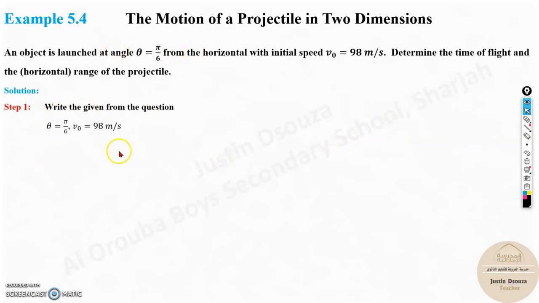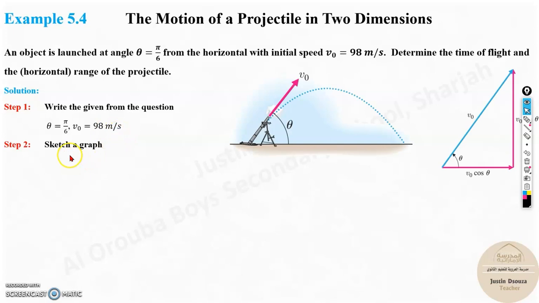First thing, write the given. Angle is given pi by 6. Initial velocity or v naught is 98 meter per second. Okay. Now sketch the graph. You can see a projectile, that is the object, is launched like this from here. Okay, and as it goes it will reach somewhere down. Now this is the angle that is formed and this is the initial velocity.